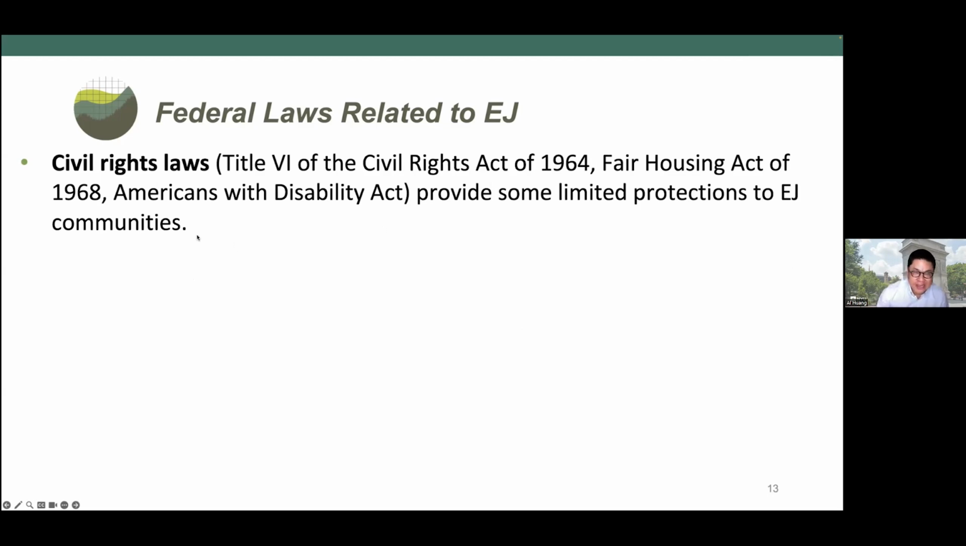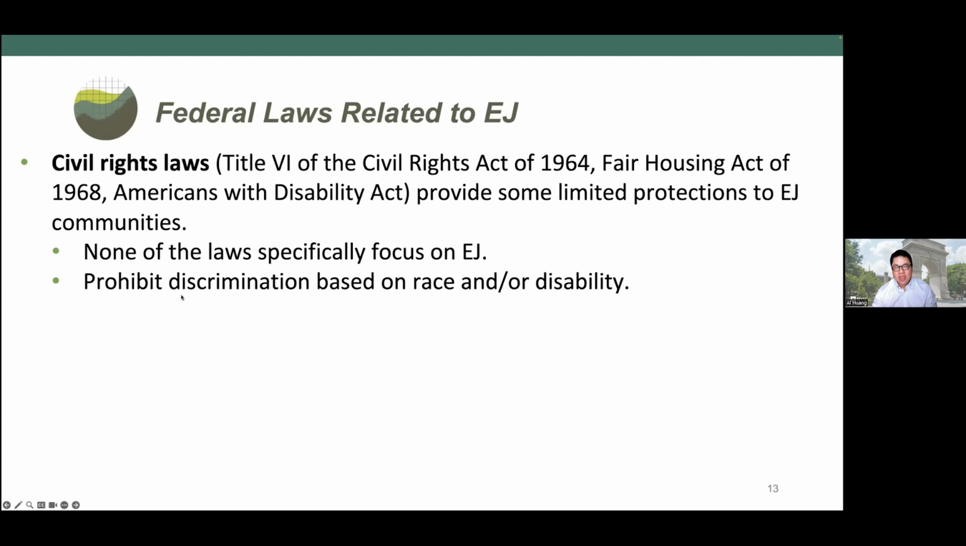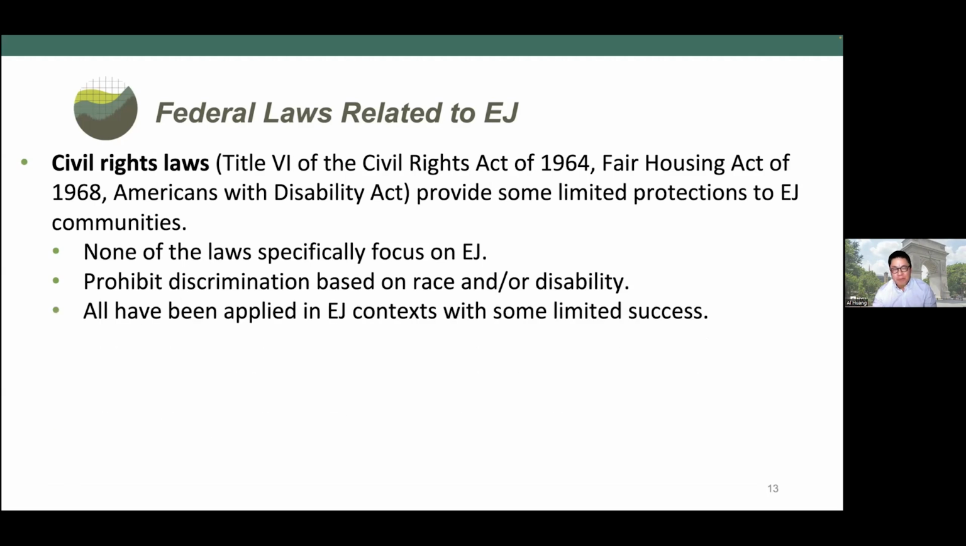Other federal laws related to EJ are the civil rights laws: Title VI of the Civil Rights Act of 1964, the Fair Housing Act of 1968, and the Americans with Disabilities Act. These all provide some limited protection to EJ communities. None of these laws in the text themselves specifically focus on or mention environmental justice. But they all are focused on prohibiting discrimination, whether intentional or discriminatory impacts, based on race and/or disability. And they've all been applied in EJ contexts with some limited success.